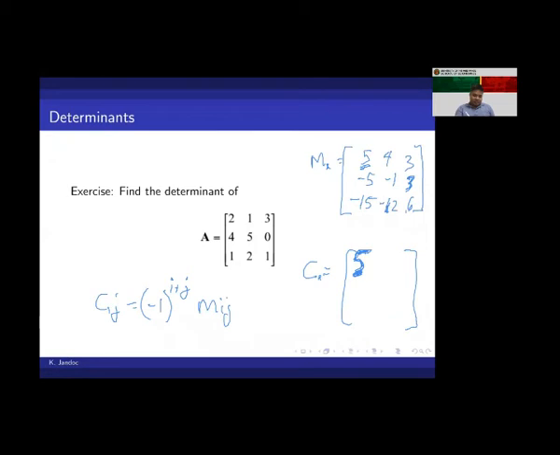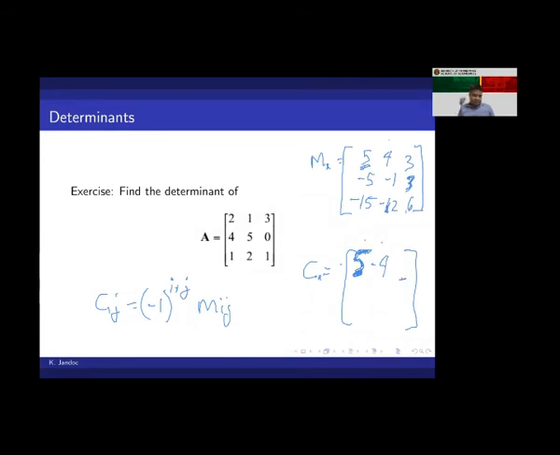How about this entry over here? So the minor is 4, but now i plus j is equal to what? This is the first row, and then the second column, okay? So i plus j, i is the first row, j is the second column, so 1 plus 2 is equal to 3. So negative 1 raised to 3 is negative 1. So the sign flips, okay? So this is actually negative 4.